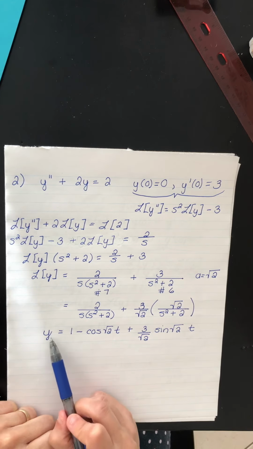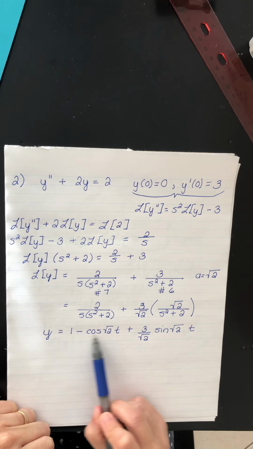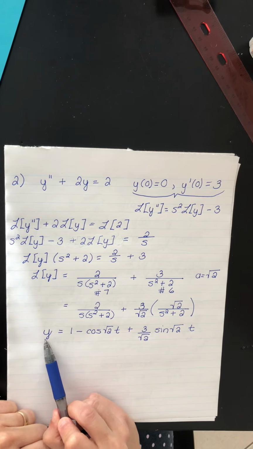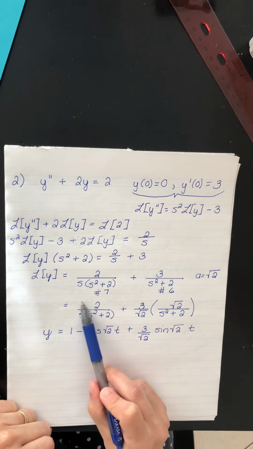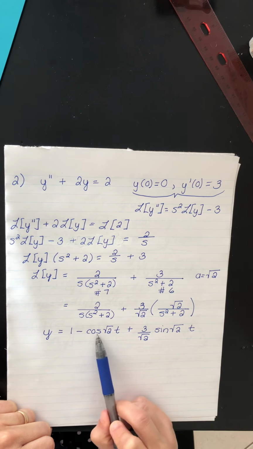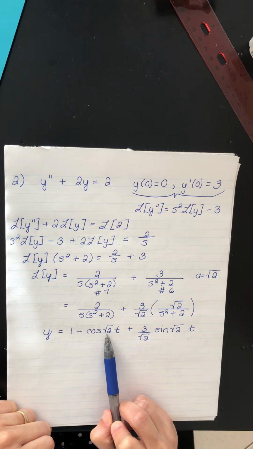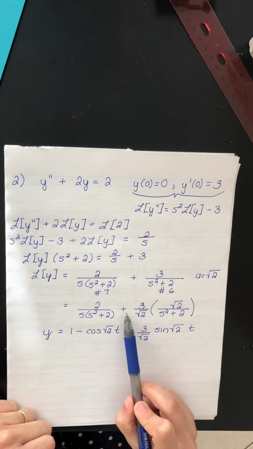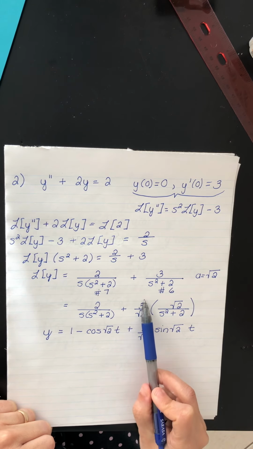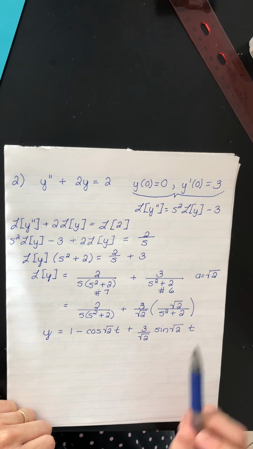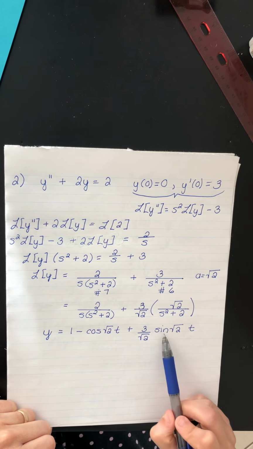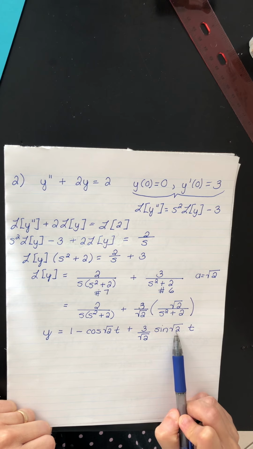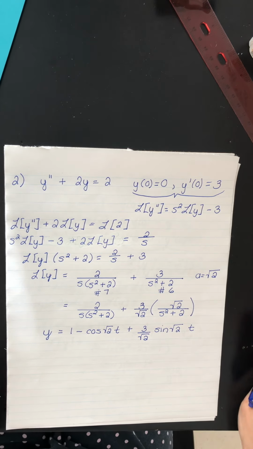So we go now to the final answer, which will be a function of t. We put y equals, using number 7, for this term, we get 1 minus cosine of square root 2 times t. And then after the coefficient of positive 3 over root 2, using number 6 on this term, we get the sine of square root 2 times t.